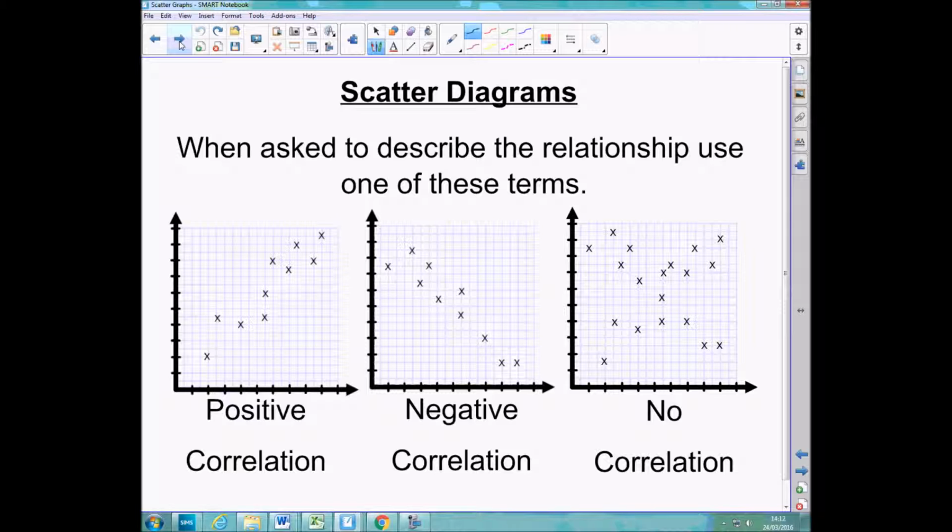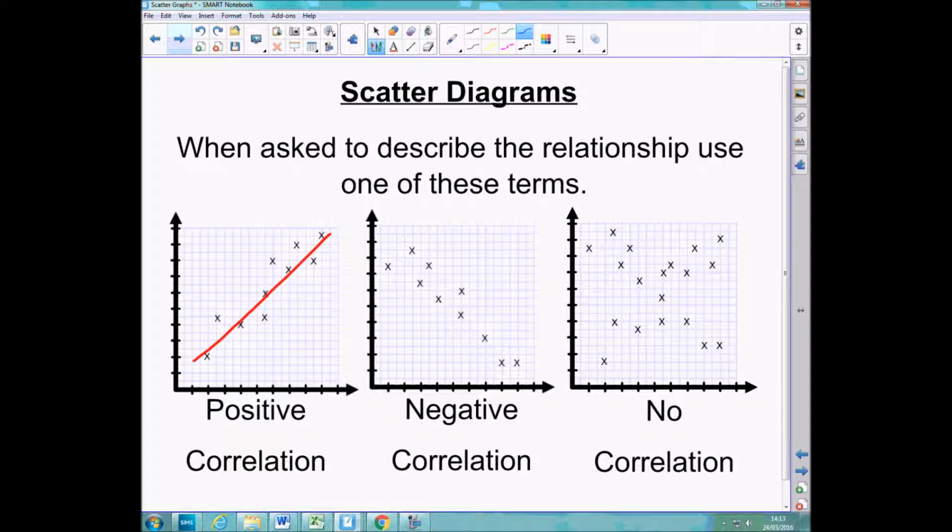Now, one of the questions that is asked is to describe the correlation of a scatter graph. So I thought I'd quickly show you what those different correlations look like. Firstly, we have a positive correlation. As you can see, all the data is going from the bottom left up to the top right. We say that it's increasing. So that is called a positive correlation.